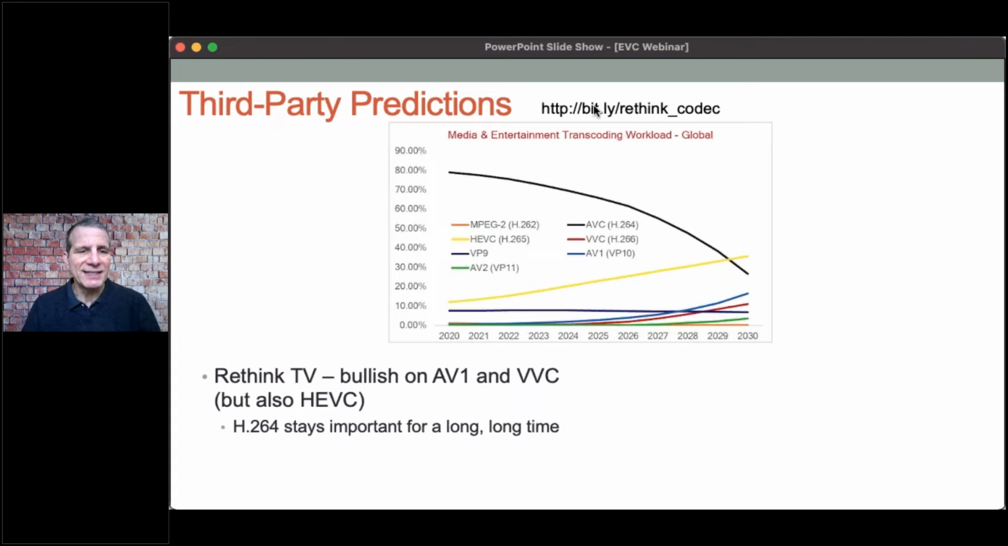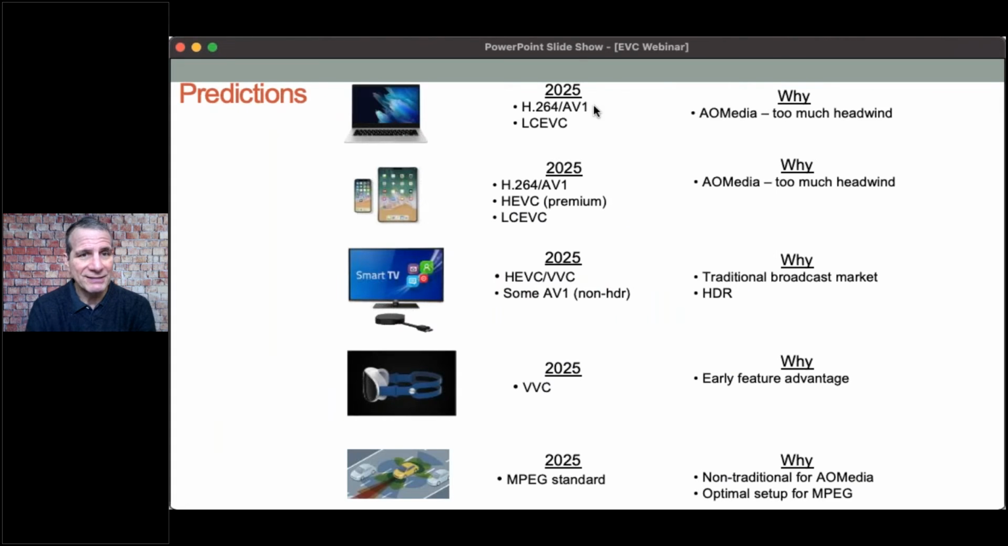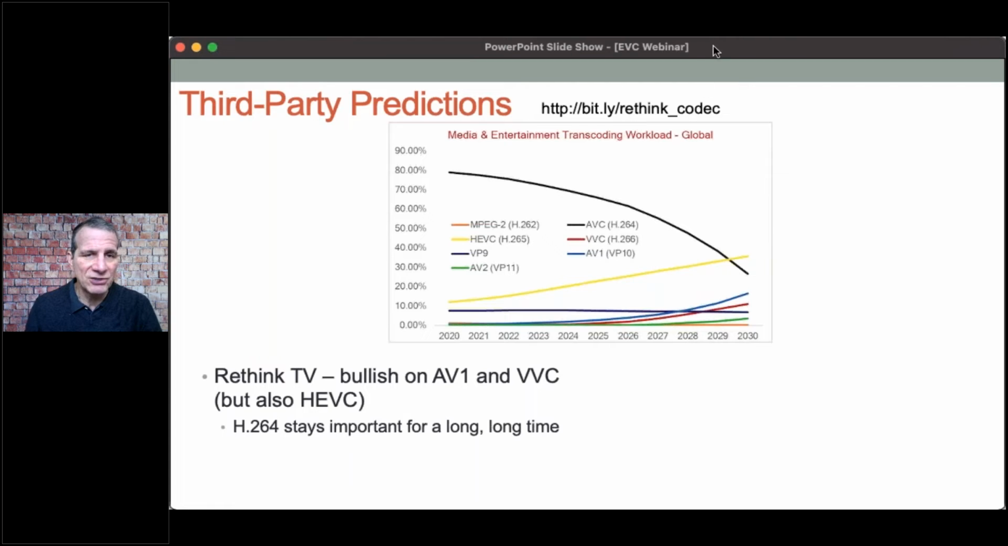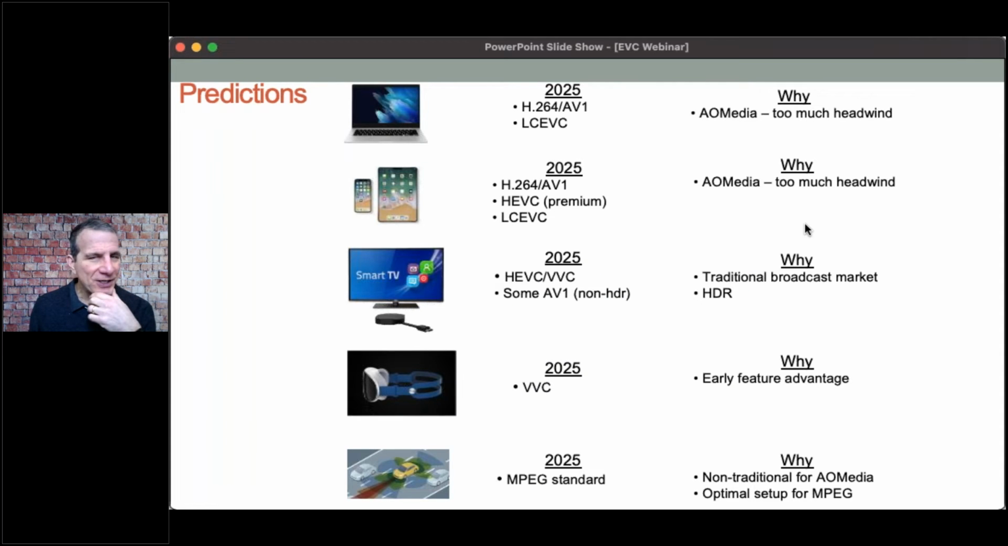And this is Rethink TV. They're bullish on AV1 and VVC, but also HEVC and on the continued longevity of H.264. So this is H.264, this kind of arc on top, and we see it's still greater than 50% of the video through 2027, 2028. And hard to disagree.